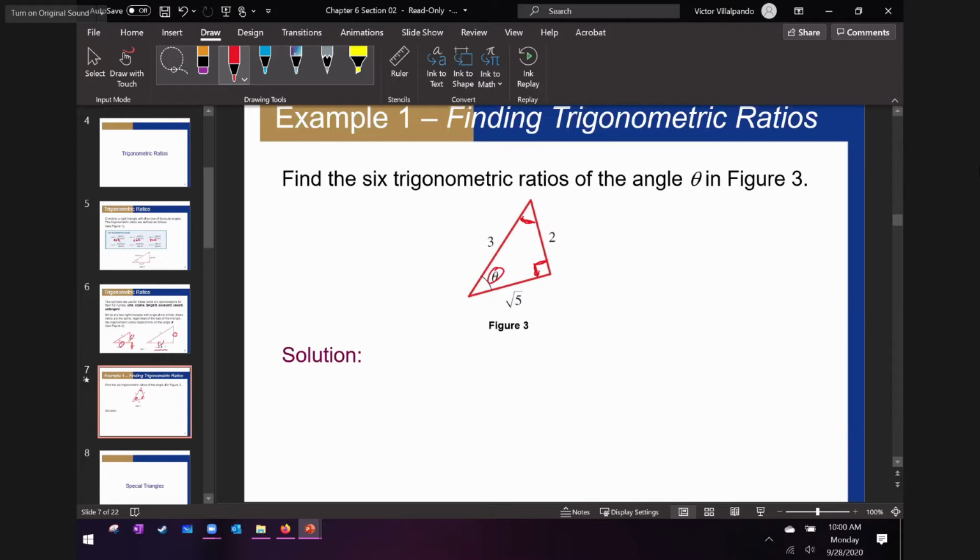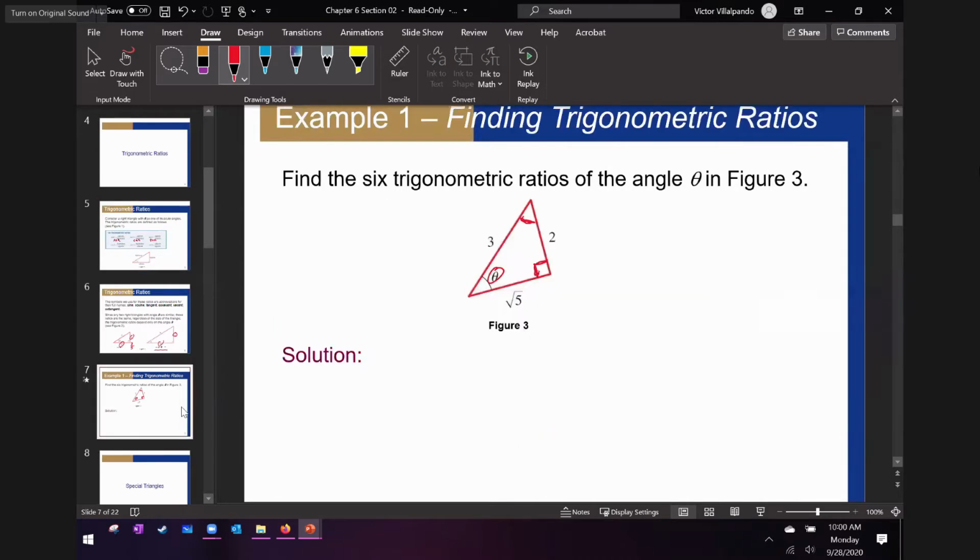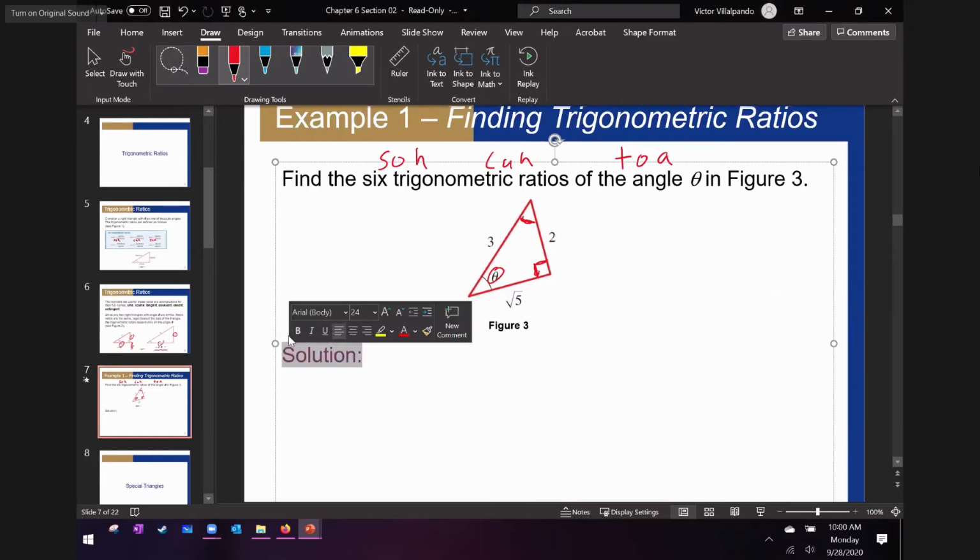We can go back to slide 5 if we forgot already, and we're going to find the 6 ratios of the triangle that was given. So let's go ahead, and I'll write SOHCAHTOA over here, right on the top. I don't have a lot of space, but that's not a problem. Let me move the solution up. All right, perfect.